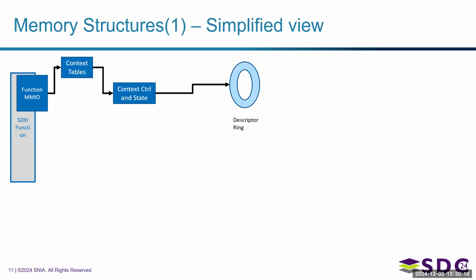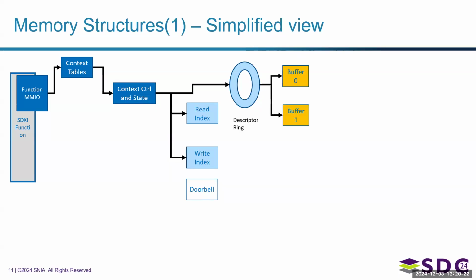Within the context, you will have something called a descriptor ring, and then some read and write pointers, which are like head and tail pointers. A doorbell is used to indicate new work. The descriptors describe all the buffers that you want to use for the data movement, and the descriptor also points to a completion status block where the completion would be returned by the function.